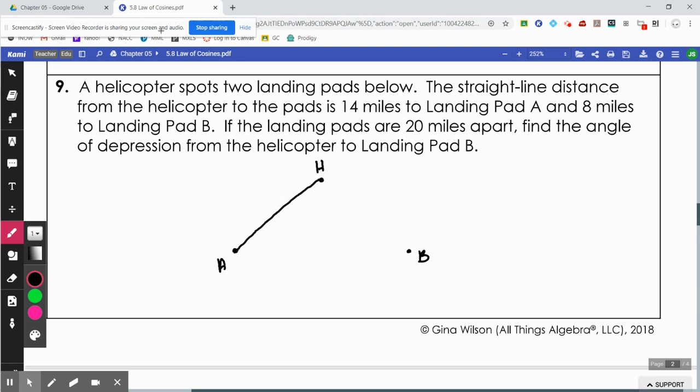Now let's draw here. There we go. It says that the straight line distance from helicopter to the pads is 14 to A, 8 to B. So therefore, this would be 14, and this would be 8. It says that the landing pads are 20 miles apart, so that makes this 20. Find the angle of depression from the helicopter to landing pad B.